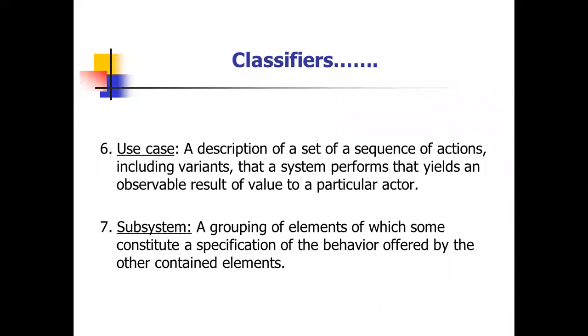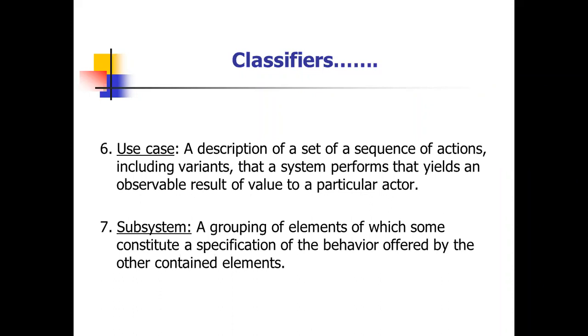Then sixth one is use case. It is a description of a set of sequences of actions, including variants, that a system performs that yields an observable result of value to a particular actor. Use case we have seen in last lectures. It is a sequence of actions that includes a number of variants, actors, some system properties like this.